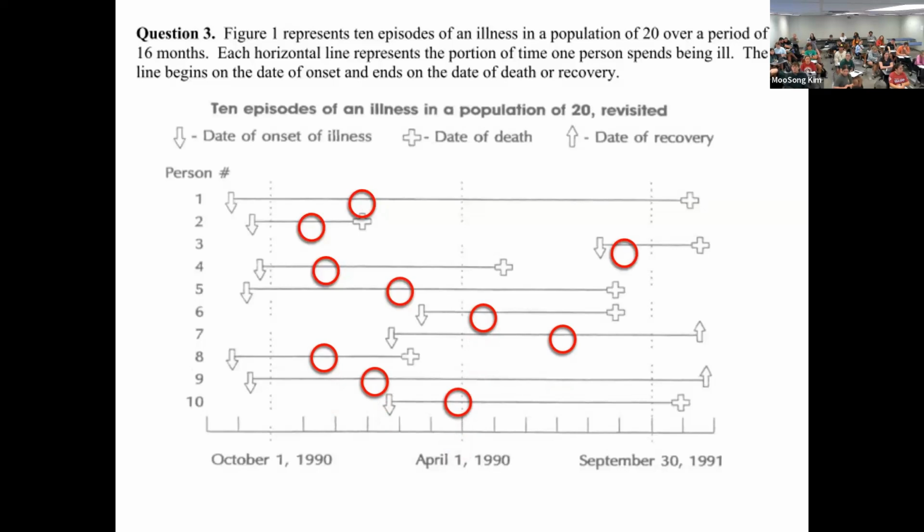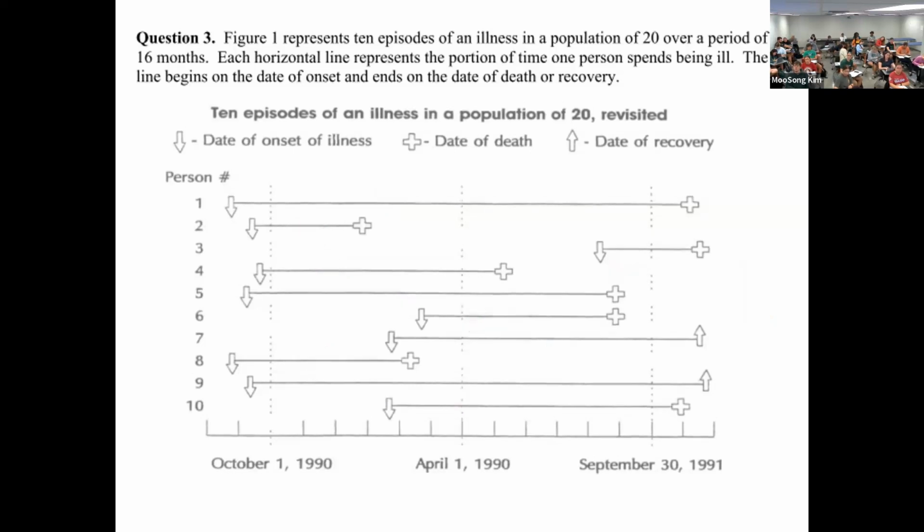How many? 1, 2, 3, 4, 5, 6, 7, 8, 9, 10, right? 10 over 20, and times 1000. Prevalence always uses the total population. Total population here, right? 10 over 20 and times 1000. So 500 per thousand, right? Yeah. Good.